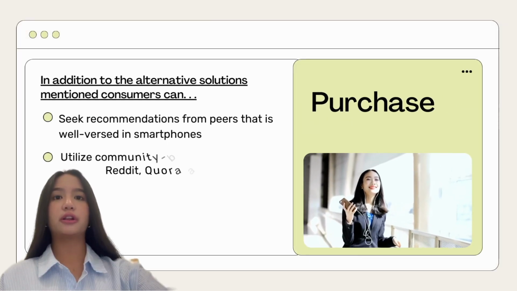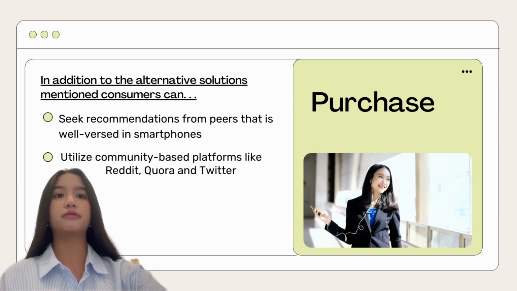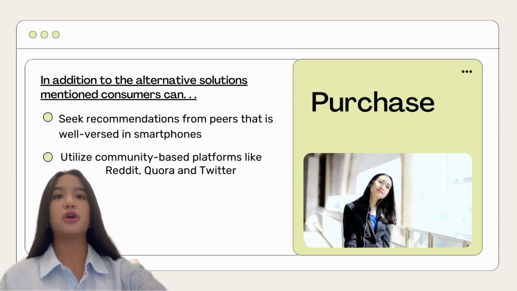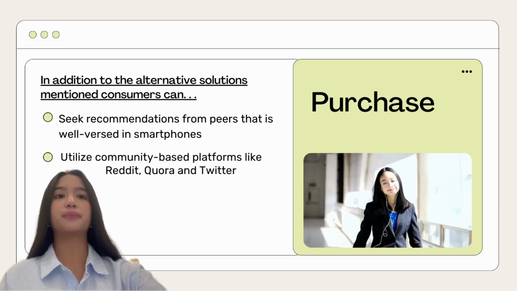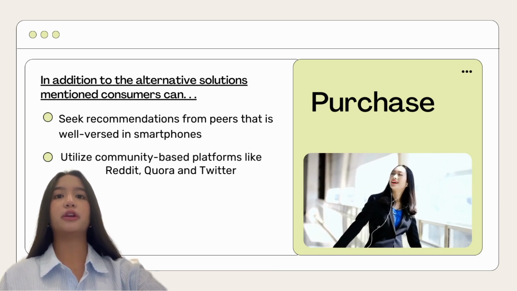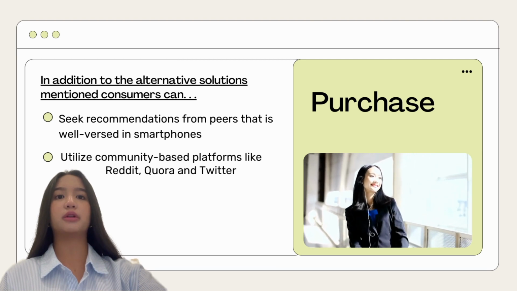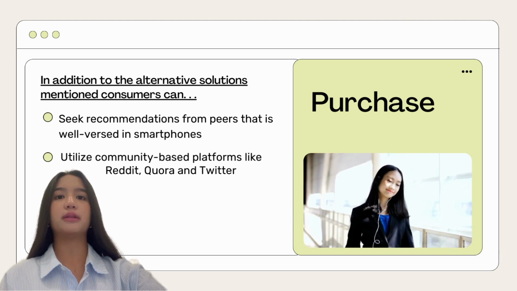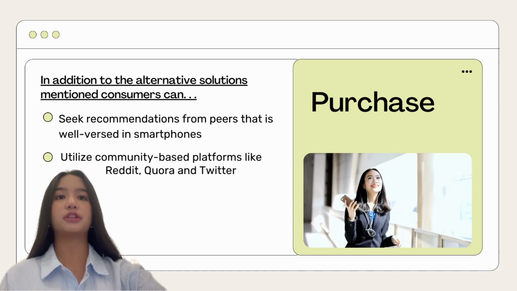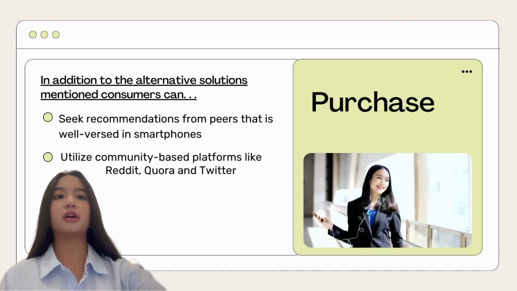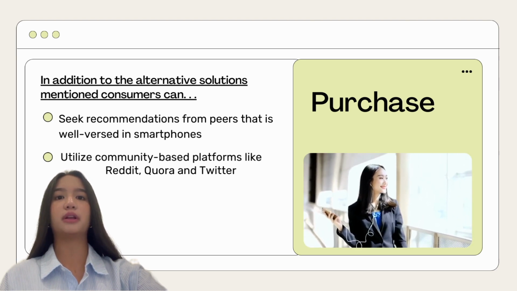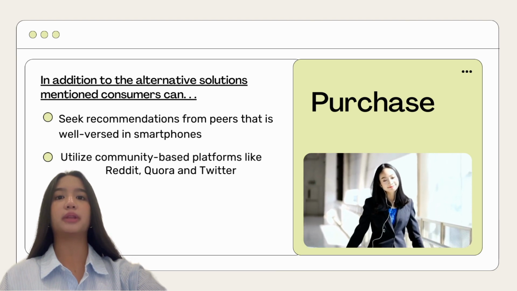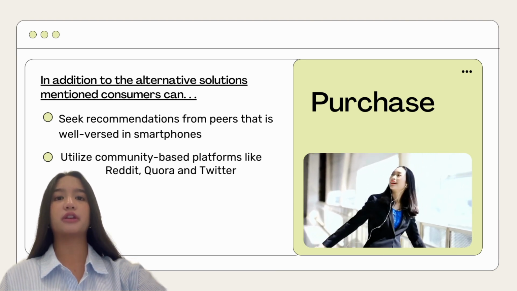In addition to the alternative solutions mentioned above, consumers can also seek recommendations from friends and family who are well-versed in smartphones. Doing so, they can better understand the different brands and models available. This will help them to weigh their options and make the most informed decision possible. Furthermore, they can also utilize community-based platforms such as Reddit, Quora, or Twitter to get advice from tech enthusiasts and professionals.